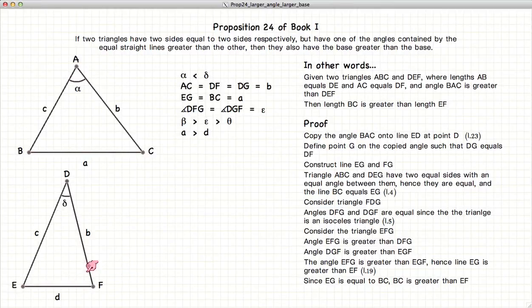So I've just demonstrated that if we have two triangles where two sides are equal between them, but one has a larger angle, the one with the larger angle will have a larger base.